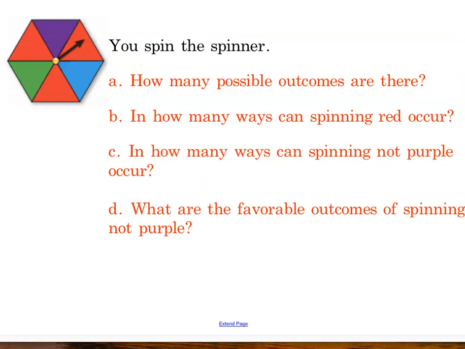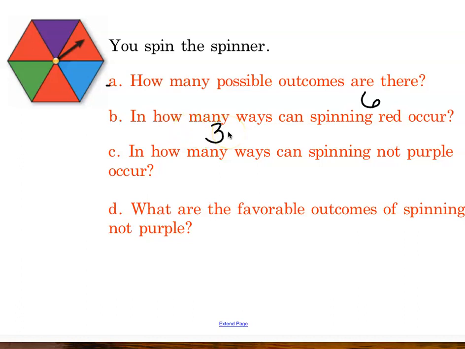Example I want to talk about is a spinner. So you're spinning the spinner. How many possible outcomes are there? So for outcomes, you just have to count the sides, count the marbles, count the spaces, and so on. So in this case, there are 6 possible outcomes. In how many ways can you spin red? Well, there are 3 red spaces, so you can spin it 3 different ways.